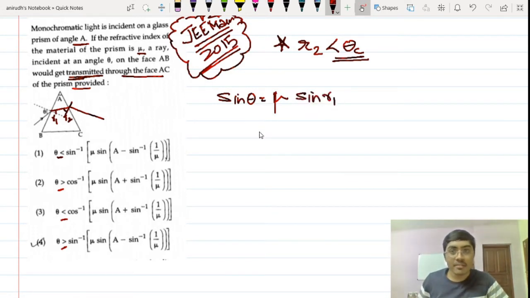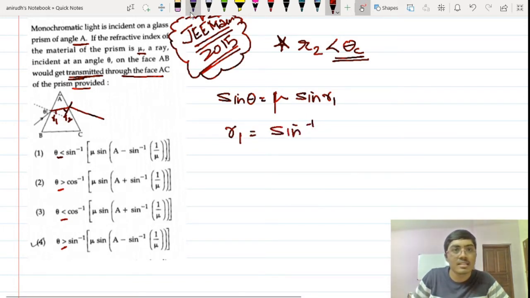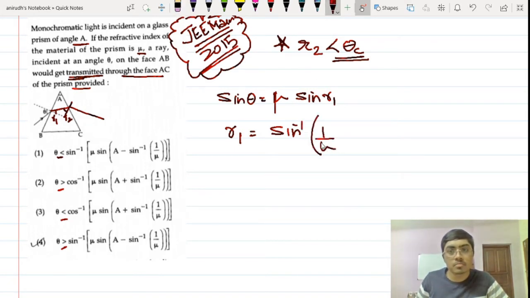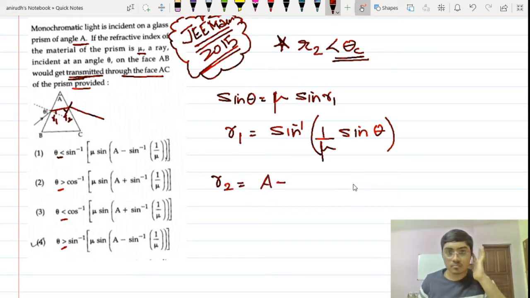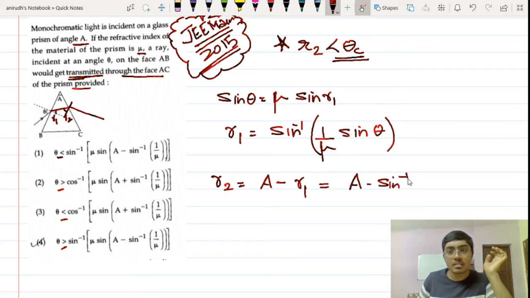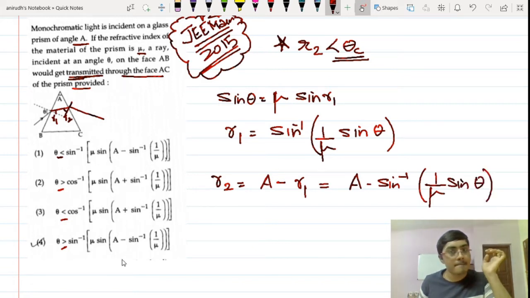So from here, what is R1? R1 is equal to sine inverse of (1 by mu sine theta). Fine. So R2 is equal to A minus R1. So that is equal to A minus sine inverse of (1 by mu sine theta). Fine. Now we are supposed to go for the expression here.